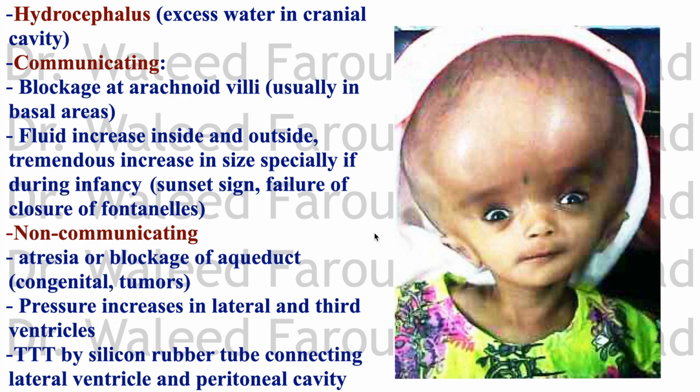Non-communicating type of hydrocephalus is due to atresia or blockage of the aqueduct of Sylvius, either congenital or by tumors. Atresia means narrowing. The pressure increases in the lateral and third ventricles, and the treatment is by a silicone rubber tube connecting the lateral ventricle and the peritoneal cavity. Of course, it has to be changed every now and then to allow for the growth of the child.